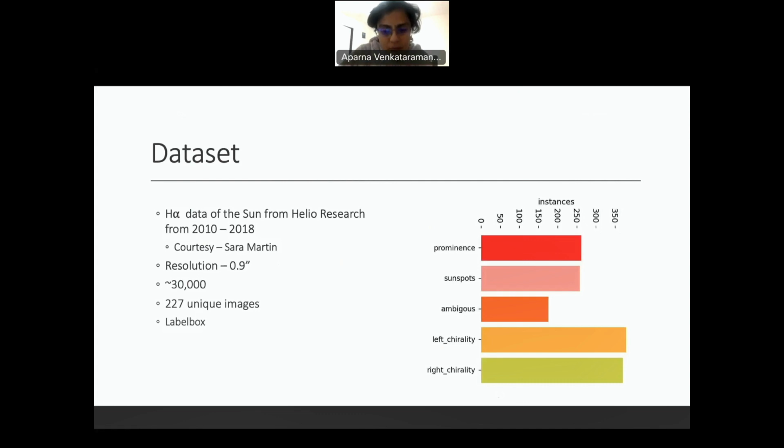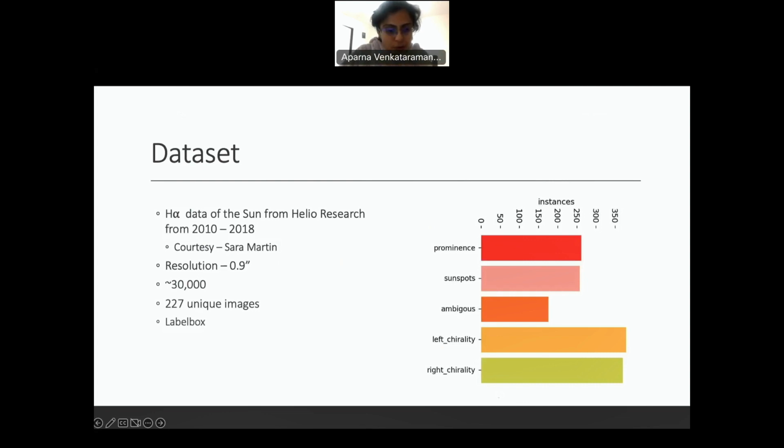But the main problem with this data set is that it is from 2010 to 2018 observations, so just 8 years with mainly campaign observations, and is good for evolution type of studies rather than a variety of individual filaments. But we thought it would be good to use these images to see if models can learn different chiralities.